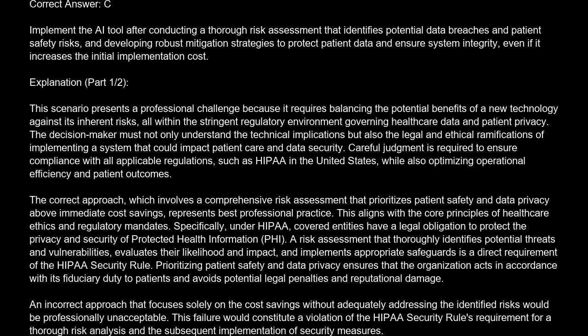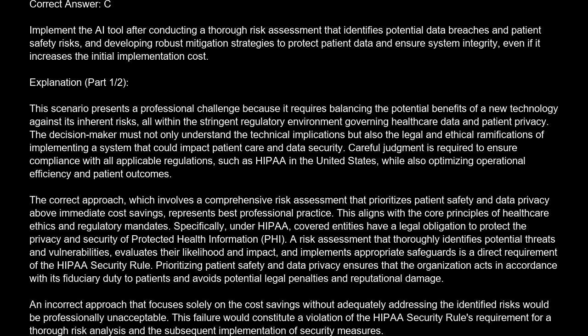The correct answer is C. Implement the AI tool after conducting a thorough risk assessment that identifies potential data breaches and patient safety risks, and developing robust mitigation strategies to protect patient data and ensure system integrity, even if it increases the initial implementation cost.